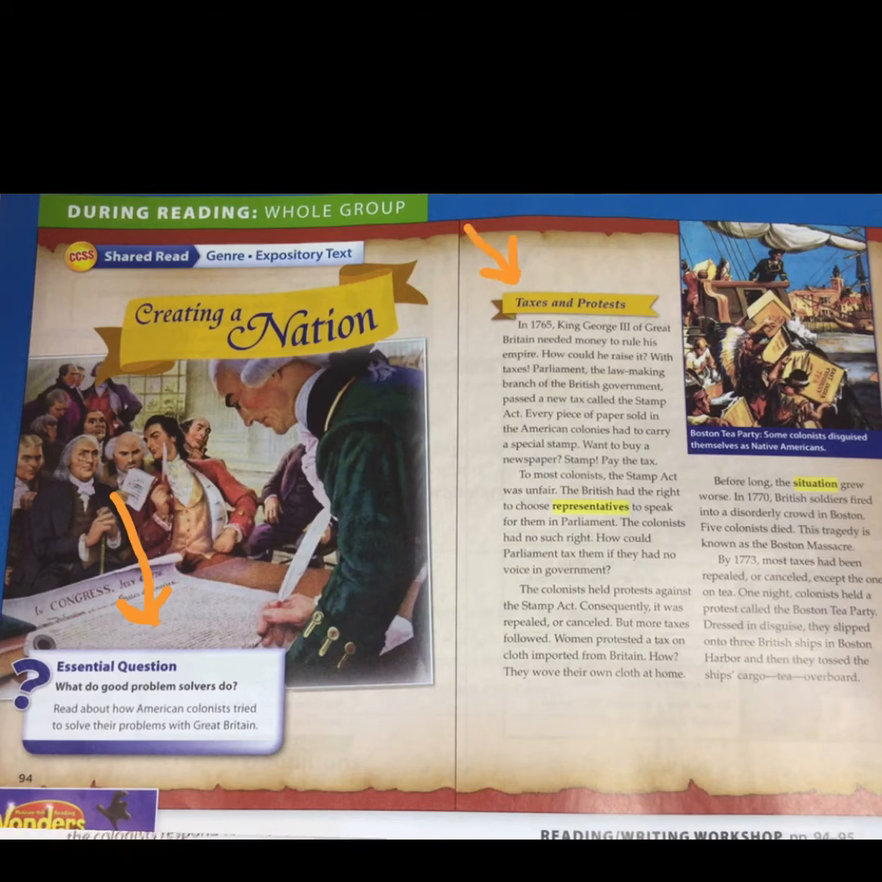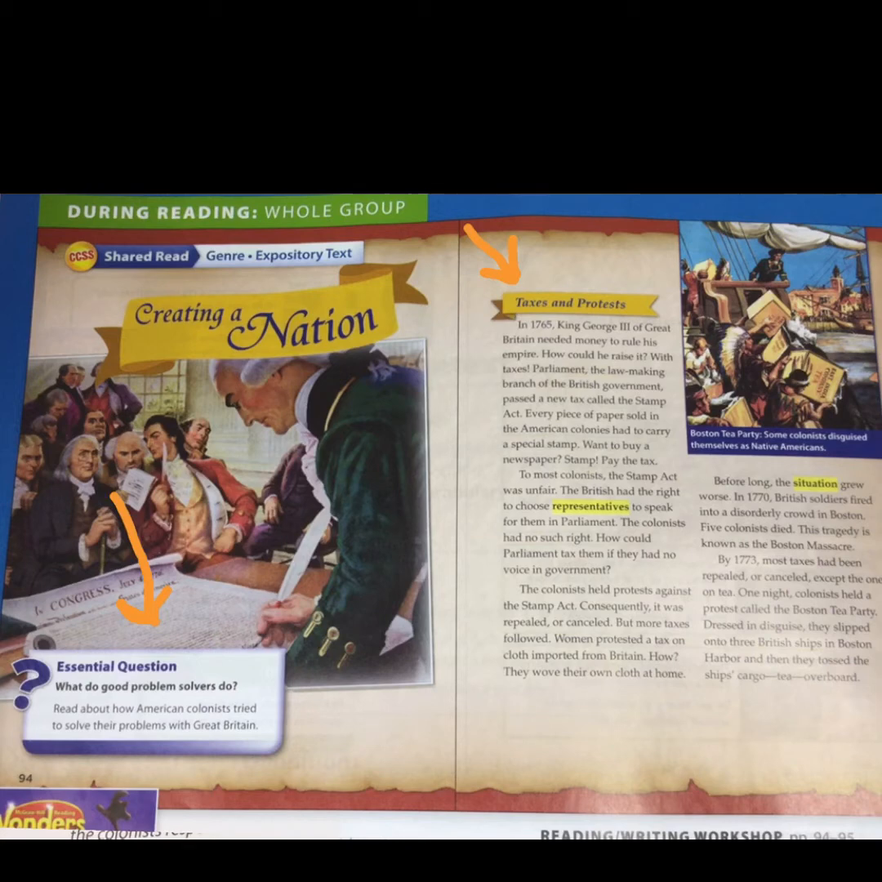Taxes and protests. In 1765, King George III of Great Britain needed money to rule his empire. How could he raise it? With taxes. Parliament, the law-making branch of the British government, passed a new tax called the Stamp Act. Every piece of paper sold in the American colonies had to carry a special stamp. Want to buy a newspaper? Stamp. Pay the tax.